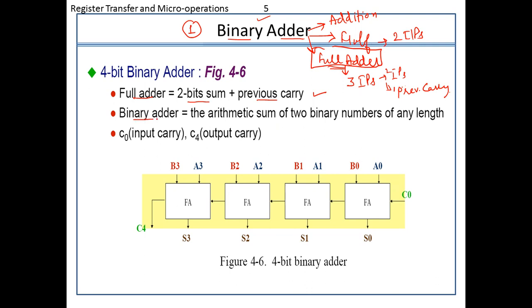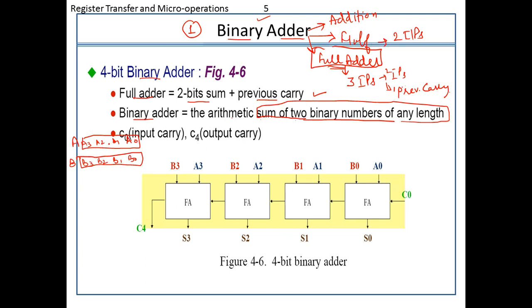In the binary adder, what we have is the arithmetic sum of two binary numbers of any length, right? Let's take one example: I have a register A, which consists of, let's suppose, 4 bits, call them A0, A1, A2 and A3. Similarly, there is a register B, which is again of 4 bits, having the data B0, B1, B2 and B3 present. What I want to do is perform the binary addition of these two numbers.